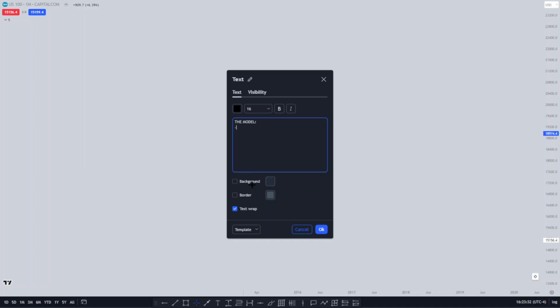So, one: identify dealing ranges. Two: identify order flow for DXY and NASDAQ. Three: identify entry window from 10 a.m. to 11 a.m.